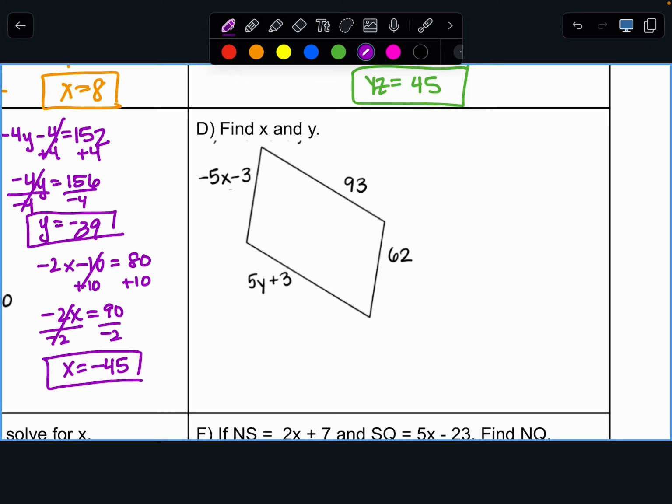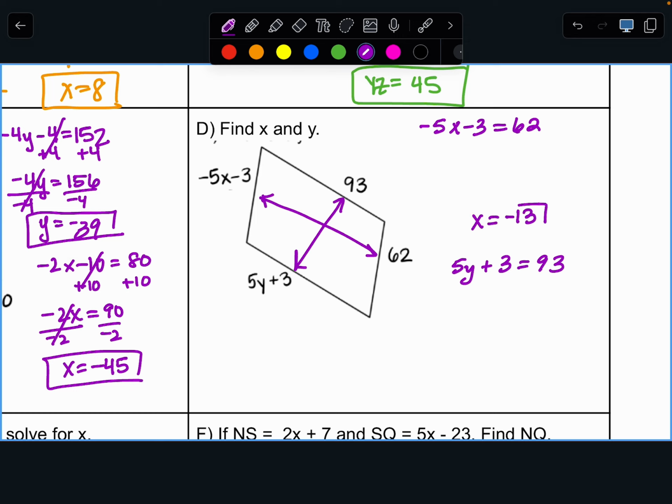It's the same thing. It's about knowing which pieces go together. These are the ones that are across from each other, and these are the ones that are across from each other. So you set up the equation, negative 5x minus 3 equals 62, and 5y plus 3 equals 93. And there's your answer, so you can check your work. But it's just about knowing where things go.